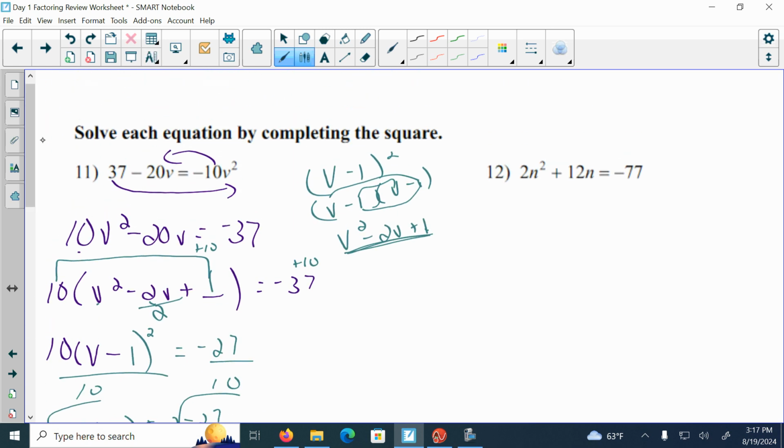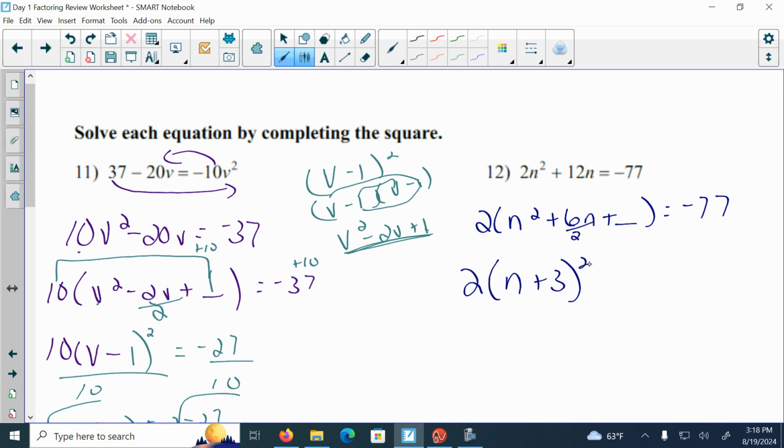And the next one, the variables are separated. The 77 is on the other side by itself. I'm going to factor out 2. I'm going to leave a space for the missing number. Complete the square, so I'm going to take half of 6, which is 3. 3 squared is 9, so that's the number that I'm going to put here. I'm really adding 2 times 9, which means I'm adding 18, so I'm going to add 18 to this side, and it ends up being negative 55.